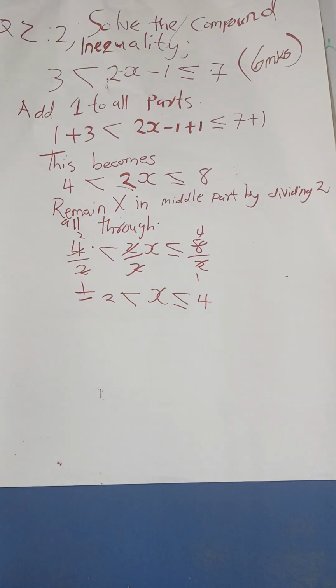Because at the end of the day, we wanted to remain with x in the middle, and we remain with x in the middle, and we have solved that compound inequality. Just simple as that. Now the same thing we did to the other one, let us express the solution in interval notation, the values that are inclusive in this interval.